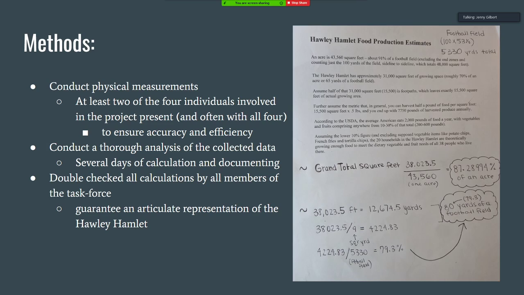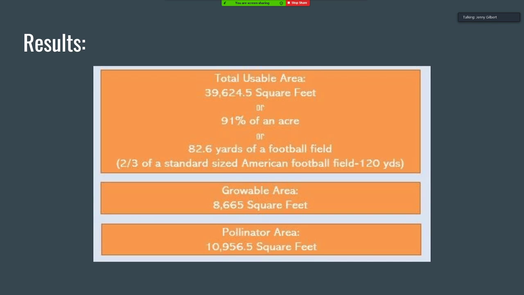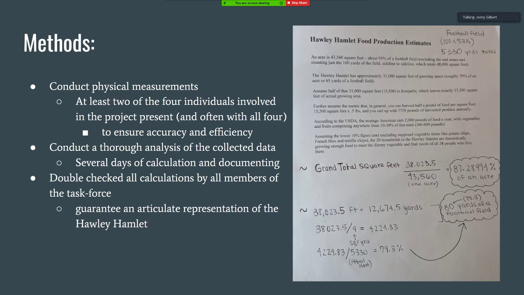After we had those physical measurements, we would take those inside and conduct a thorough analysis of the data. The way that we did that was through calculations, documenting, and finally double checking these calculations. So we would all establish this task force and guarantee that what we were calculating through the data was an accurate representation of the Hawley Hamlet. And you can see on the right a picture of some of the specific calculations that we did, which represents how we were documenting our work along the way.